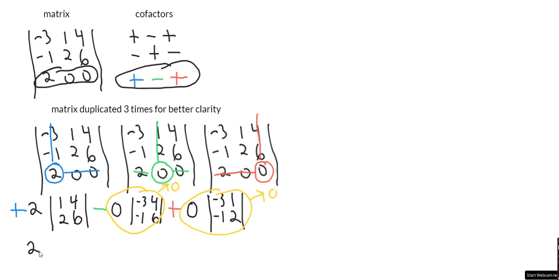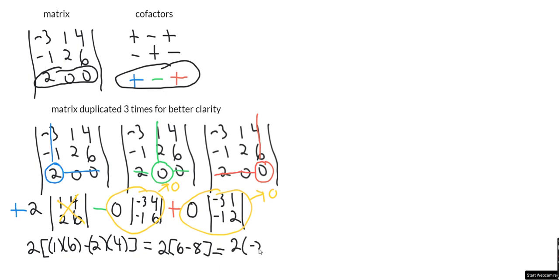So we have 2, going to be 1 times 6 minus 2 times 4. So that's just equal to 2 times 6 minus 8. That's just 2 times negative 2, which is negative 4. So the determinant of this 3 by 3 is negative 4.